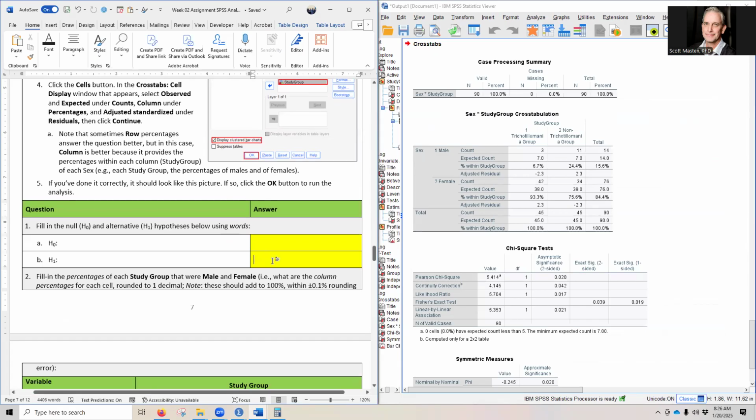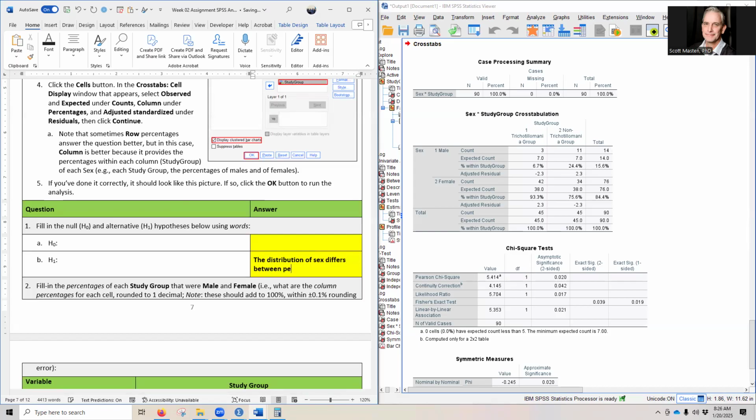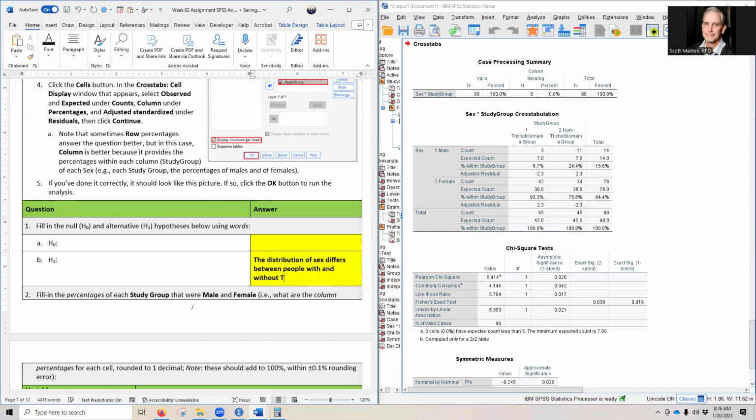So the alternative might be, for example, that the sex distributions differ between those with and without trich, which is probably what I'm going to say. So the distribution of sex differs between people with and without trich. That's as simple as I can think to write that. So that says they differ. So the null is that they don't differ.